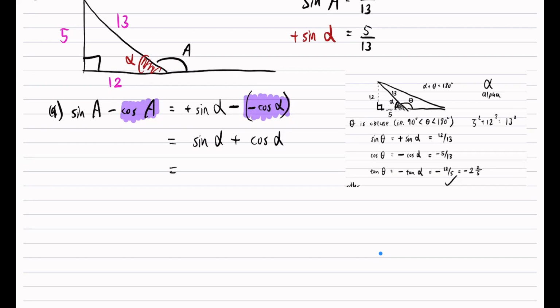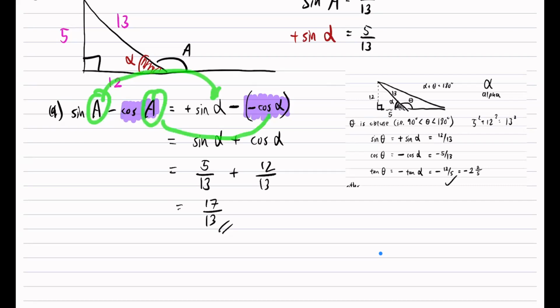What's sine alpha? Sine alpha is 5/13. Plus? What's cosine alpha? 13. Exactly, that's it. Then just 17/13, done. So the trick here is you must make obtuse angle into acute angle. Obtuse angle into acute angle. Can?